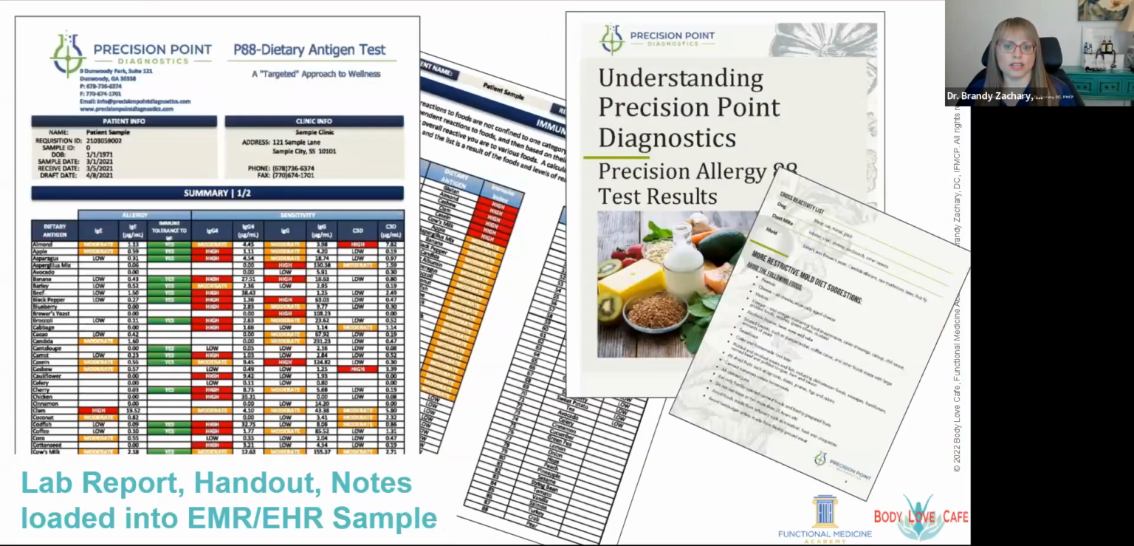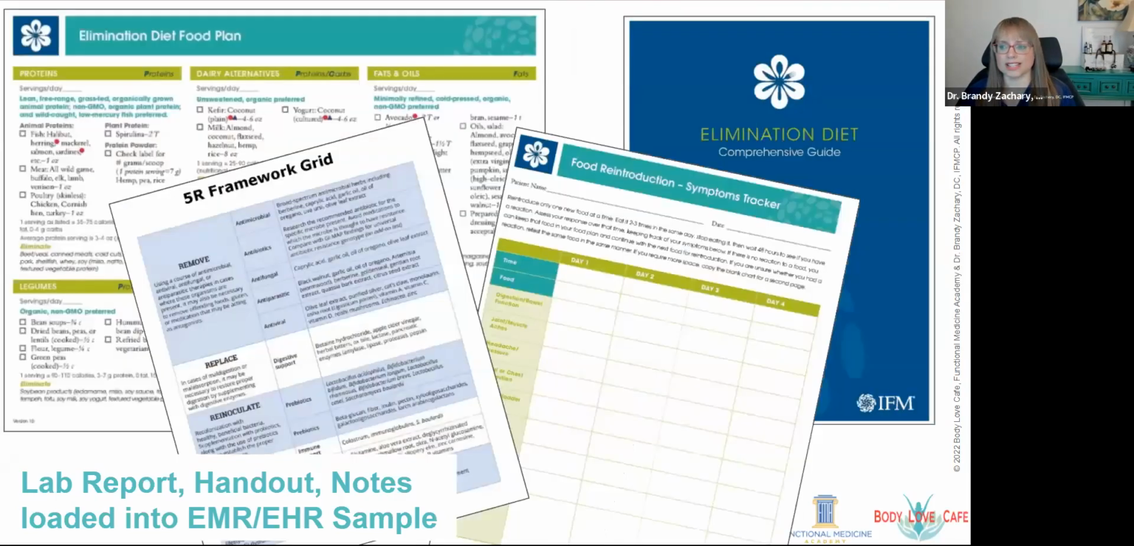One, these are images from Precision Point, their Allergy 88 test. That's an example of the report. And on the right are just two little shots from their, I think it's 25 pages, their diagnostic guide. So we do more than this, but that would be an example of something where we would have the lab, we would give them the guide, we actually give them some additional information, and then we would go over it with them.